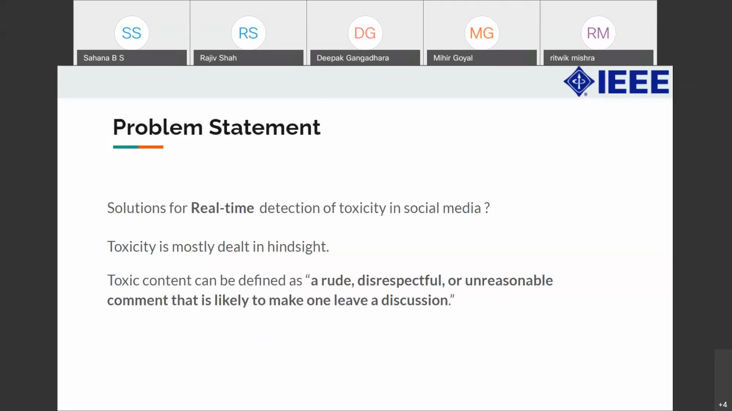So the future is towards real-time detection of toxicity, right? So you're not letting the user put that content on social media in the first place. That was our main motivation, because it's not really used in any mainstream social media.